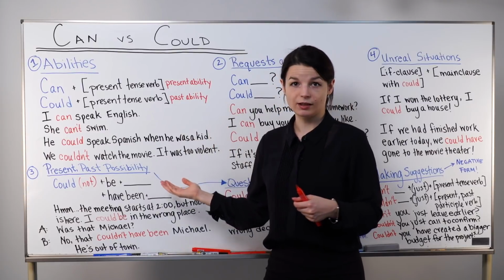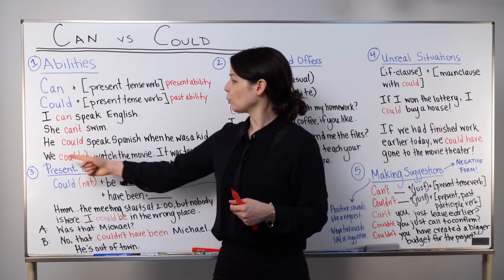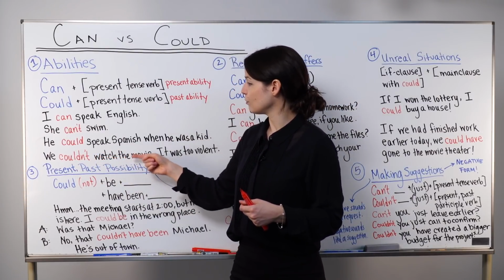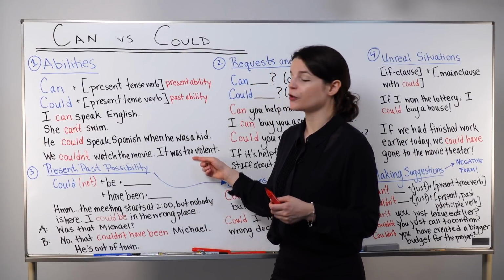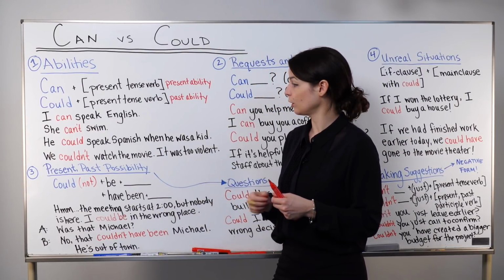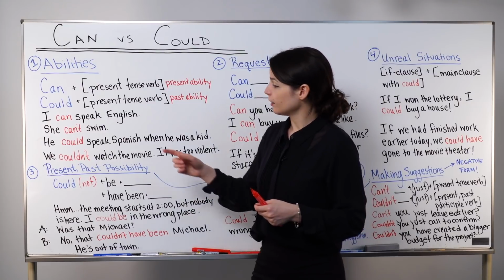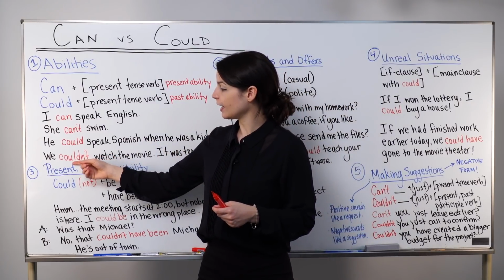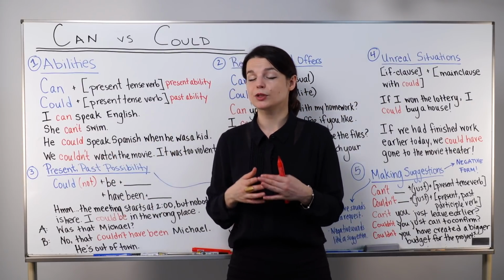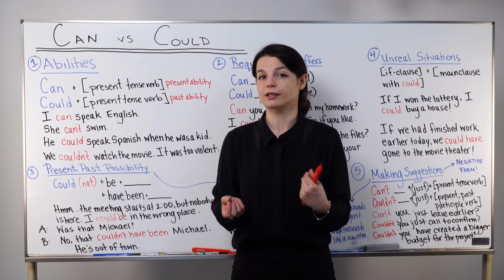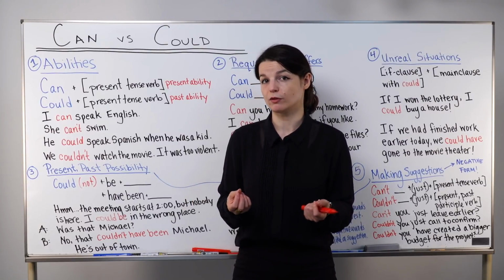One more example here. This is a negative example. We couldn't watch the movie. It was too violent. So here, this is a past tense negative. Couldn't is the reduced form of could and not. We could not watch the movie.